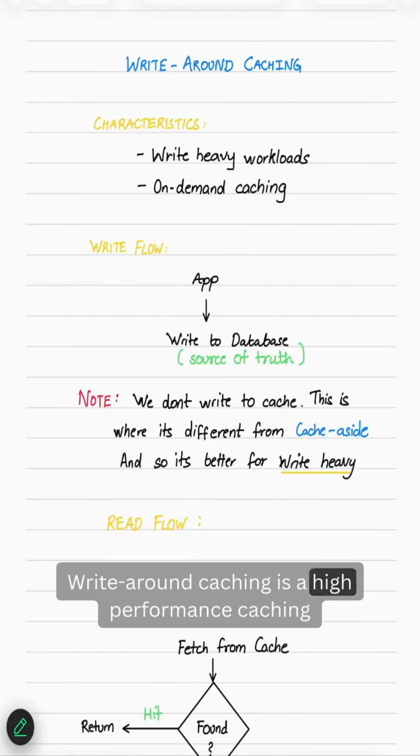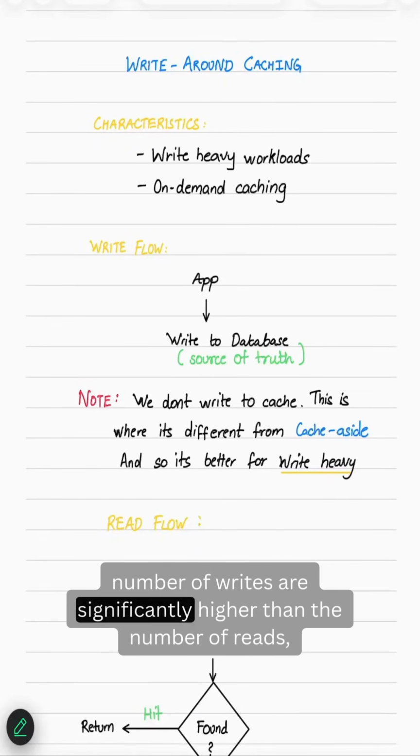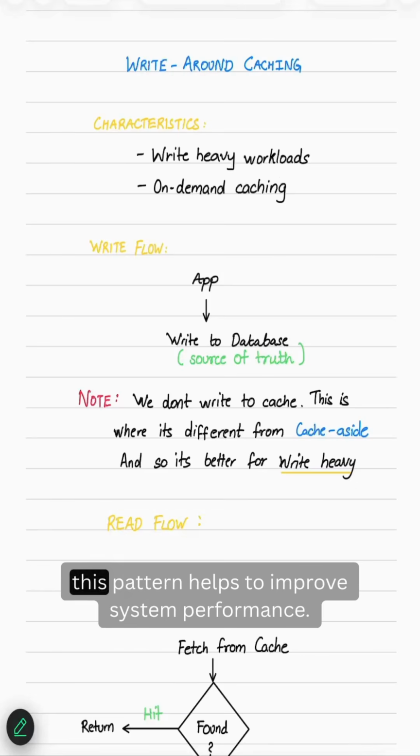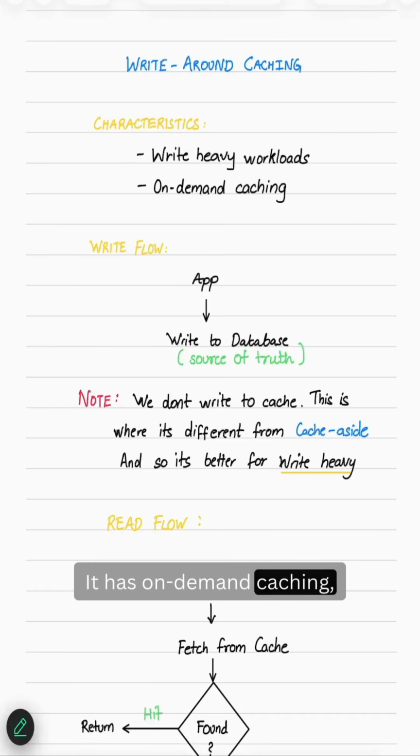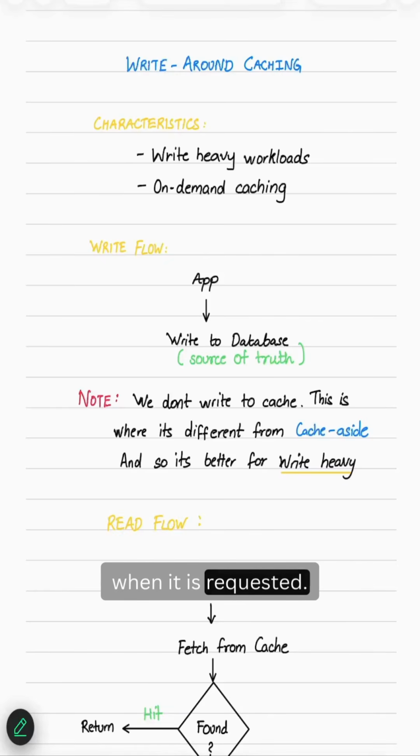Write around caching is a high performance caching strategy. When the number of writes is significantly higher than the number of reads, this pattern helps to improve system performance. It has on-demand caching, which means the data is only loaded into the cache when it is requested.